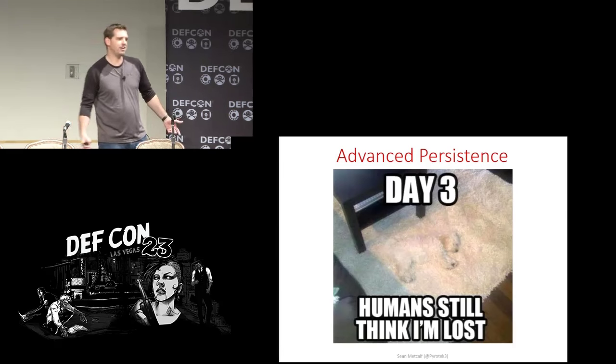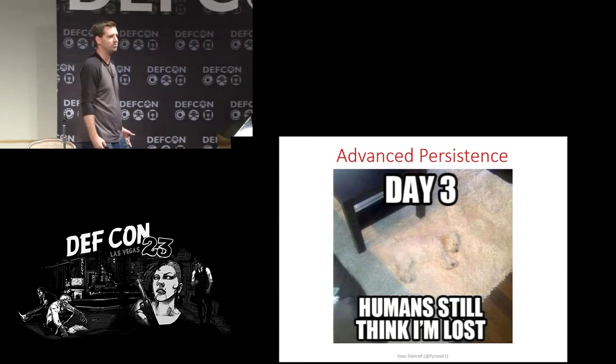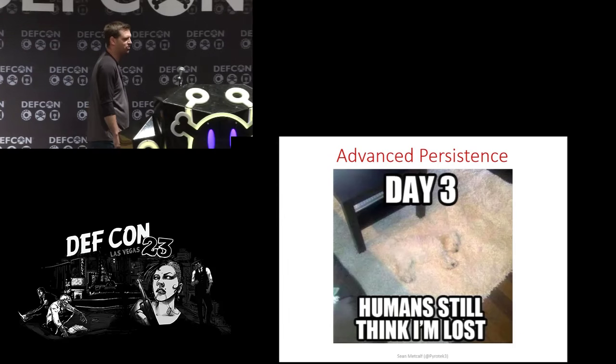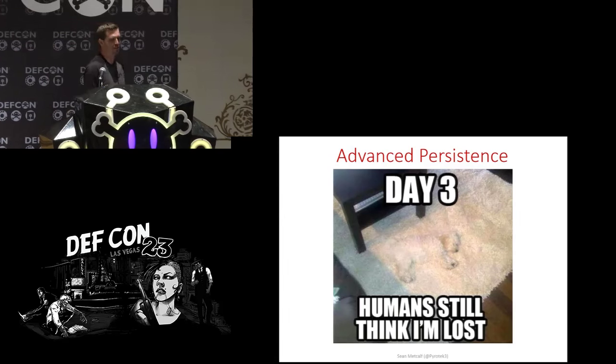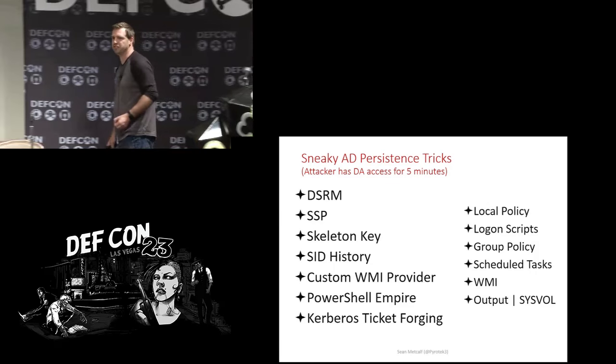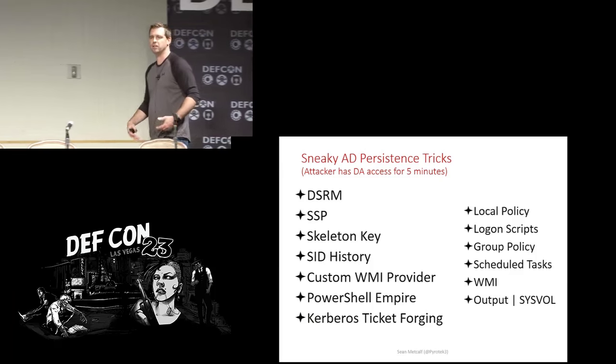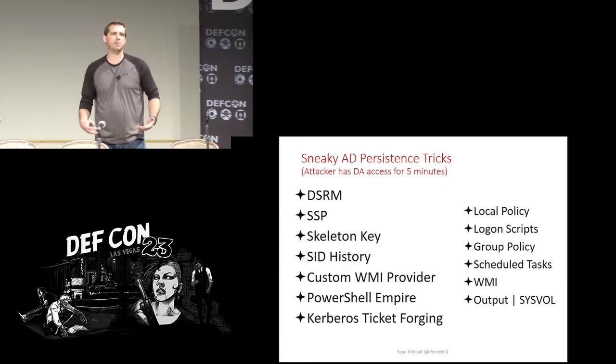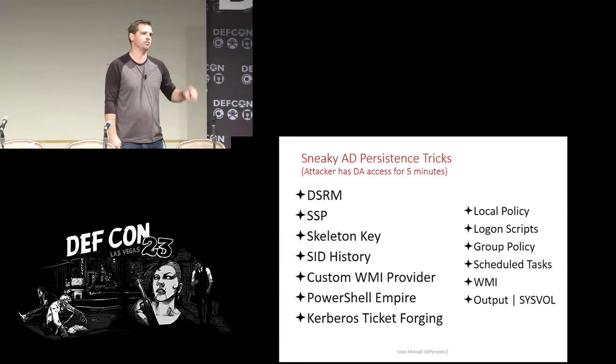So now the cool DEF CON part, right? If there's anyone here that was at my Black Hat talk a couple days ago, this wasn't in it. This is new. So I'm going to talk about some sneaky Active Directory persistence tricks. What happens when an attacker gets admin access to a domain controller for 5 minutes?